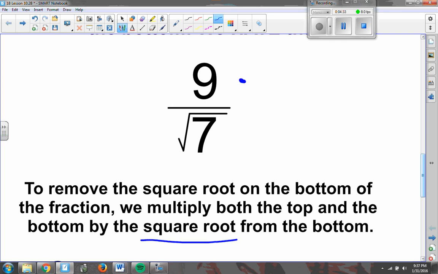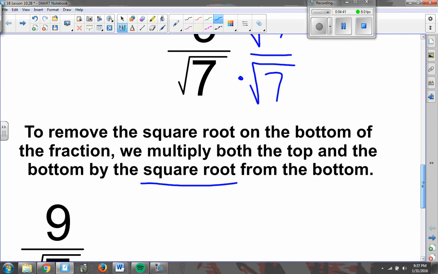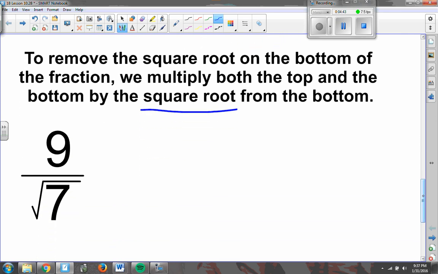So I'm going to multiply the top by the square root of 7 here, and I'm going to multiply the bottom by the square root of 7. And we'll watch what happens when we do that. So again, I'm multiplying the top and the bottom by the same thing. I'm allowed to do that because square root of 7 over square root of 7 is 1. So I'm not changing anything.